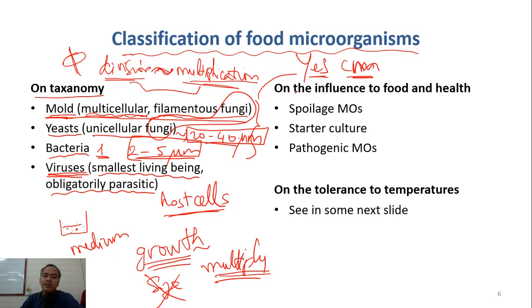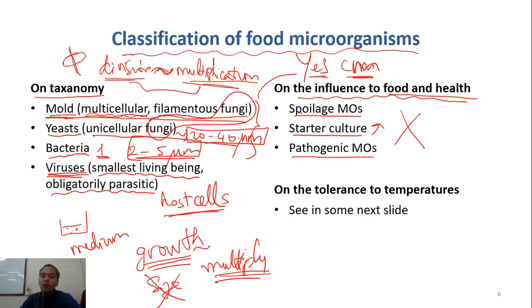That's mold. And then we have another way to classify food microorganisms based on the influence on food and health of humans. We can divide microorganisms into the spoilage group, the starter culture and pathogenic microorganisms. Which group do we want to grow during fermentation? This one. Which group do we want to grow during storage of food products? We don't want them to grow during food storage.